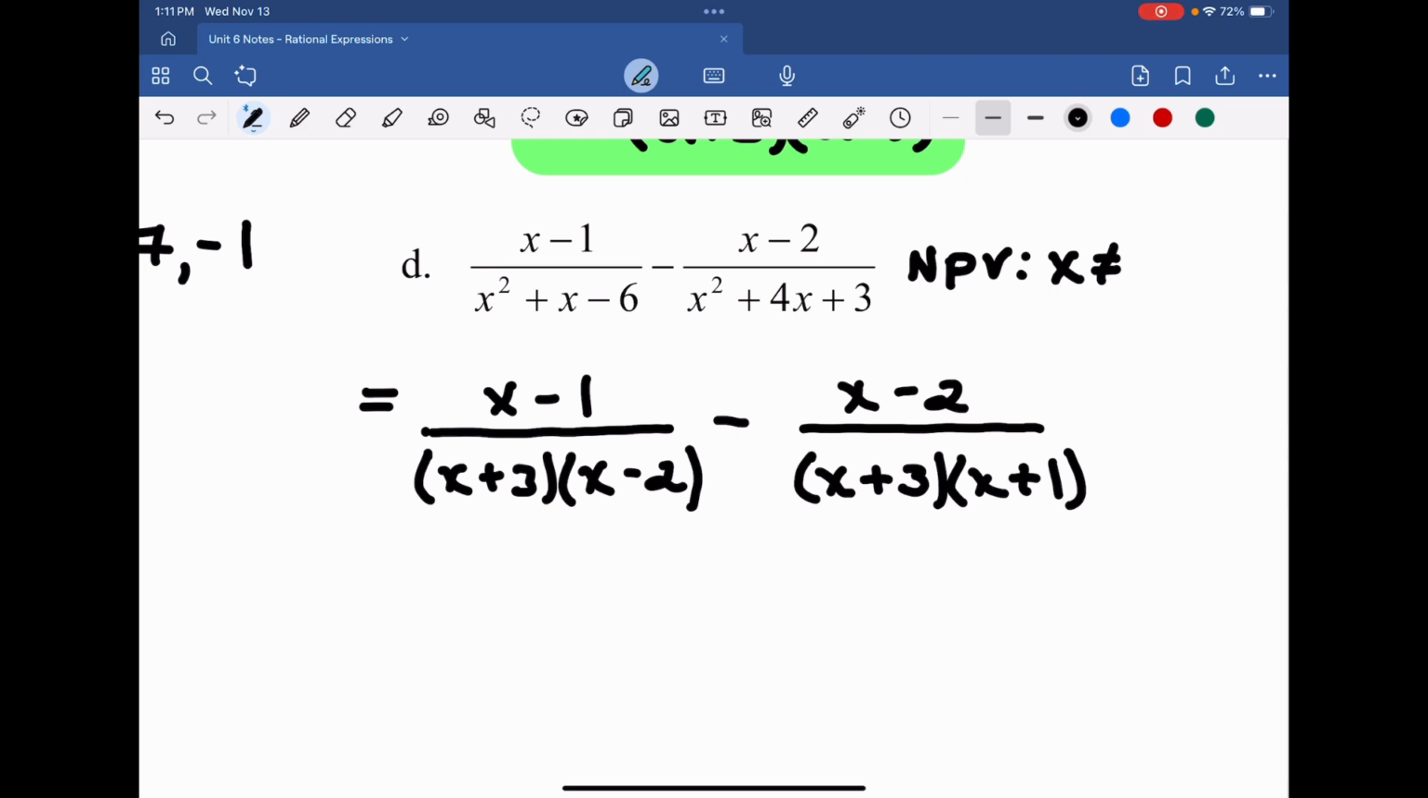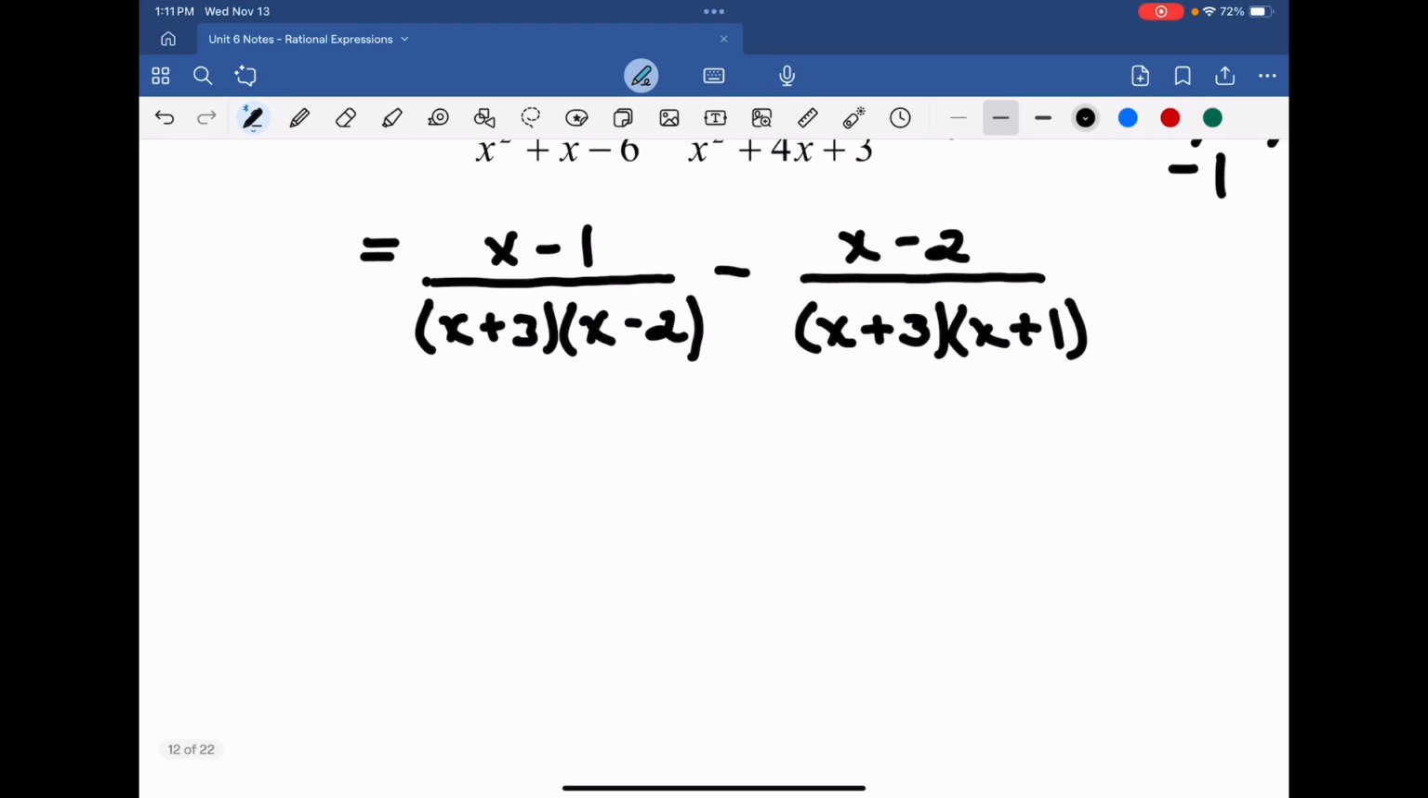Okay, now we're going to do our non-permissible values because we've factored it at this point. So x cannot equal -3, or else that would go to 0. Same thing for here. If x equals +2, it would go away, and if x equals -1, it would go away. So let's just list those out here. We have -3, we have +2, and then the last one was -1. If it is any of those values, it's going to wipe out these denominators, and we don't want to have that happen. So these are the non-permissible values. We cannot go this way.